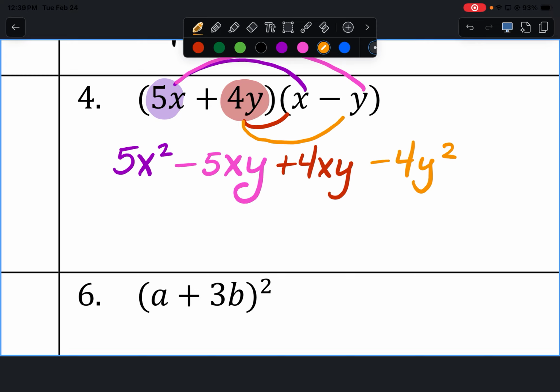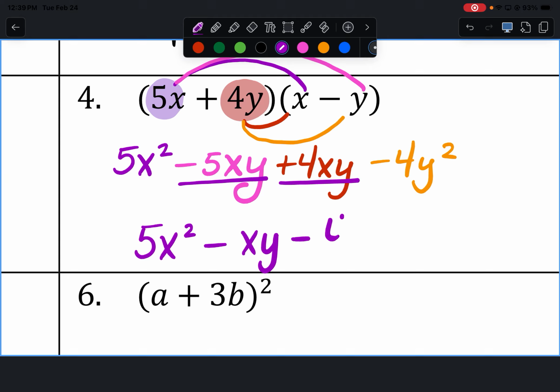Okay, so because we are writing this in standard form, and there are 2 variables, we are still going to put our x first because x is first alphabetically, right? So we will do 5x squared. Then to find our next term, we figure out where x has the next highest exponent. So that would be, to combine our like terms, negative 5xy and 4xy. What does that give you? And then we bring down negative 4y squared.